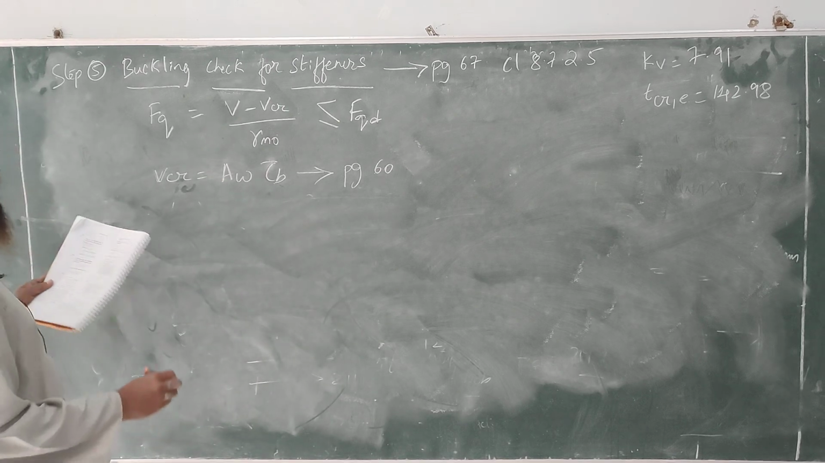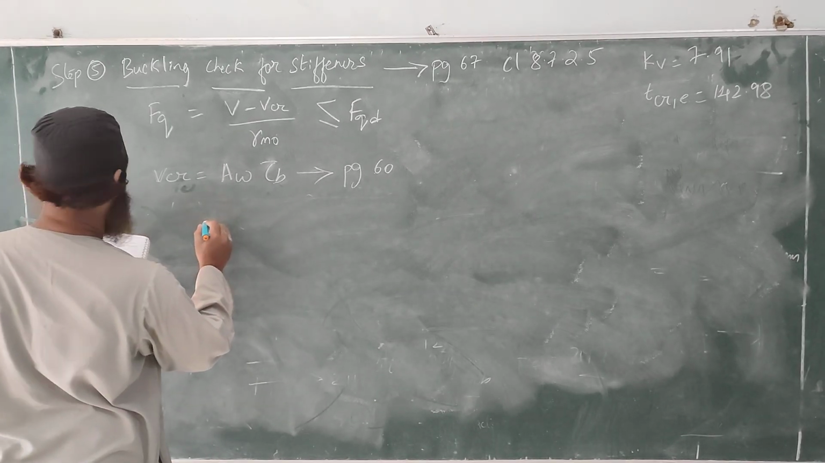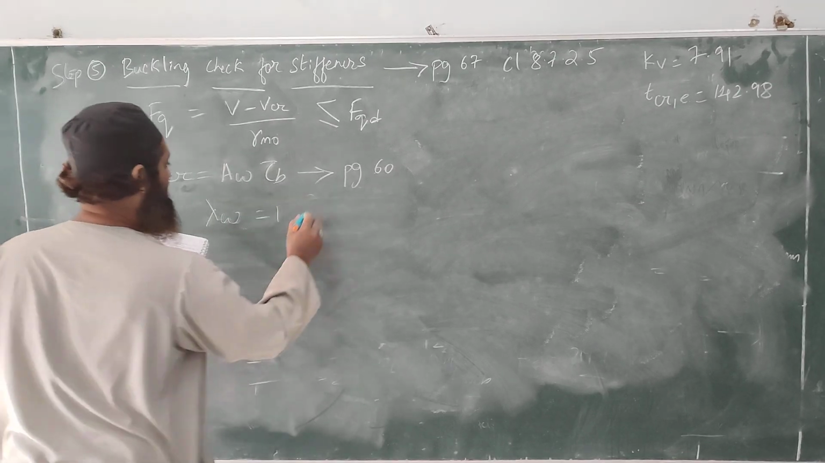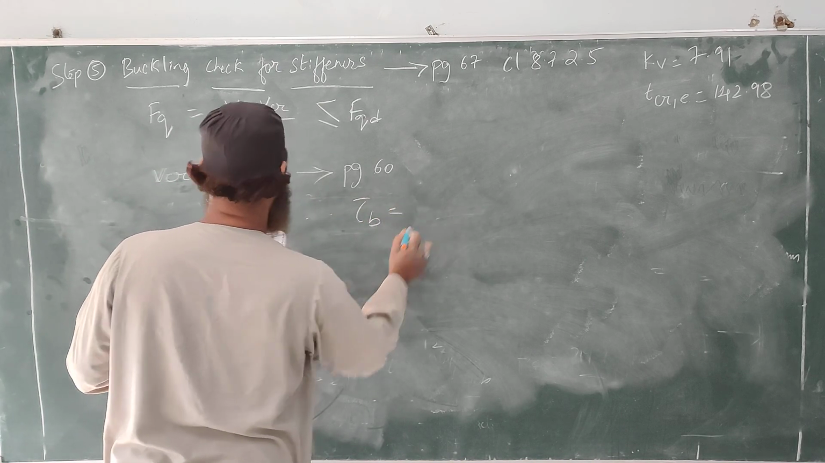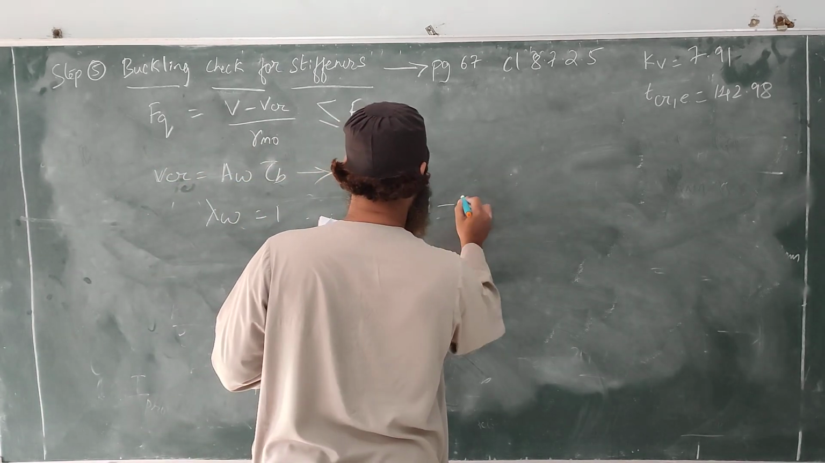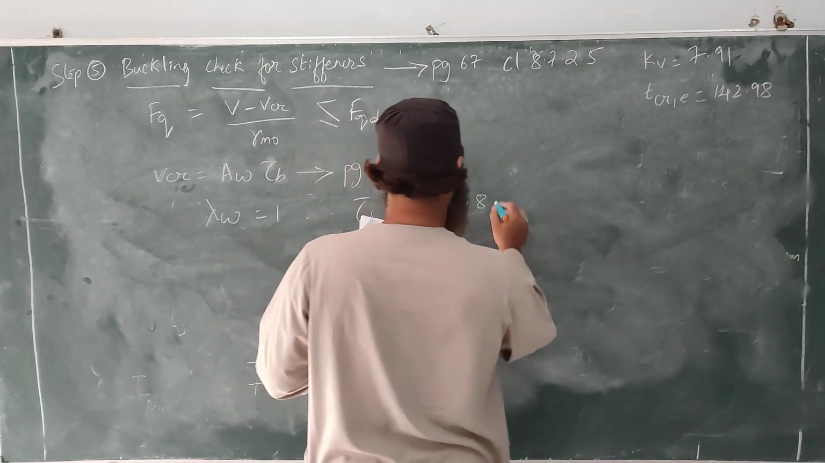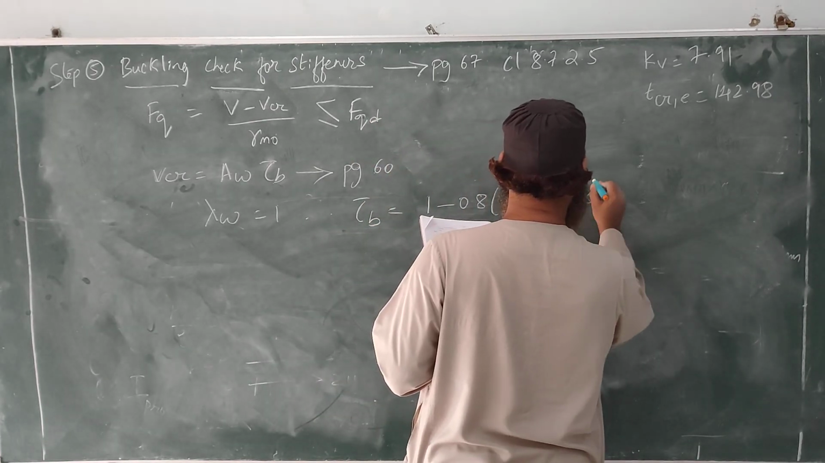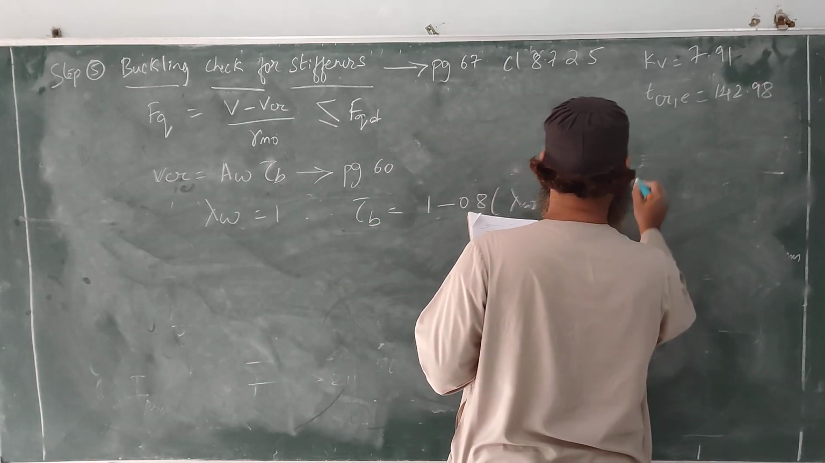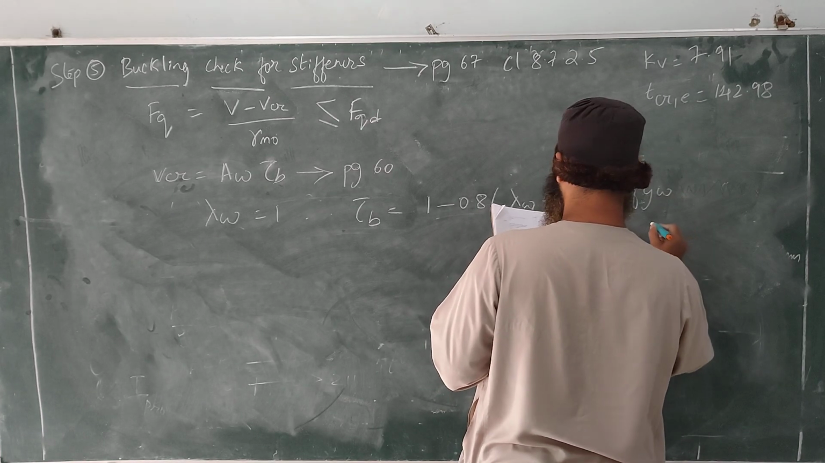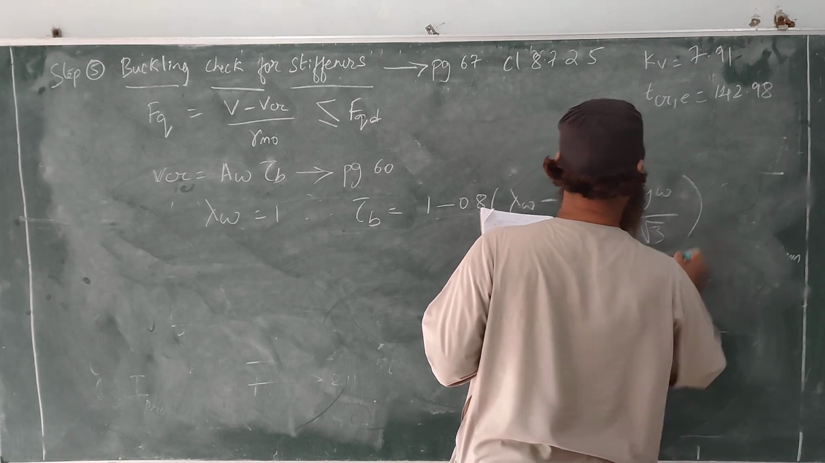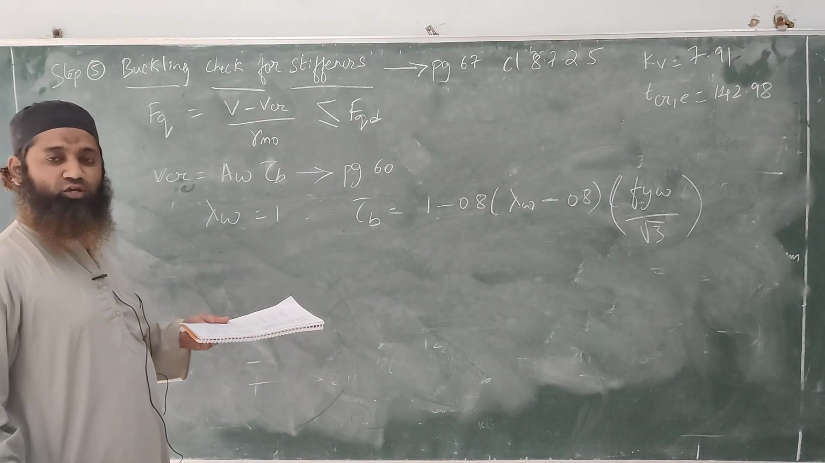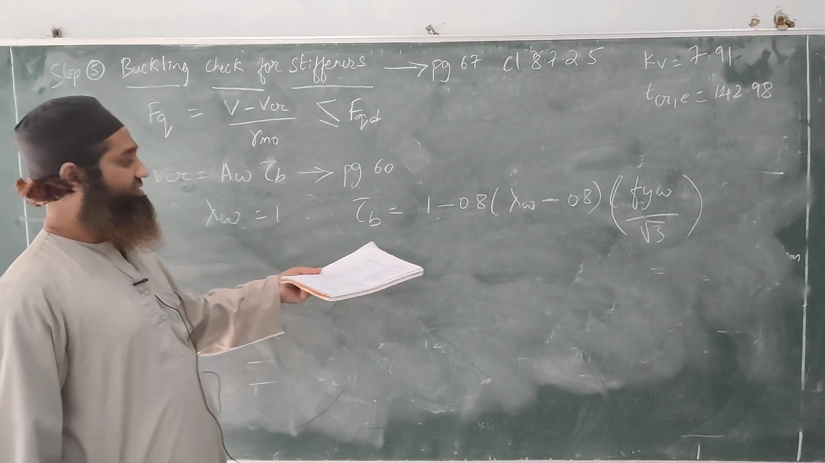So tau B, what did I get lambda W value as? Lambda W is equal to 1. Therefore tau B is equal to 1 minus 0.8 into (lambda W minus 0.8) into FYW by root 3. So if the lambda W value is between 0.8 to 1.2, this is what we'll have to substitute.